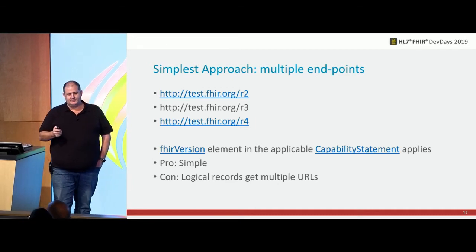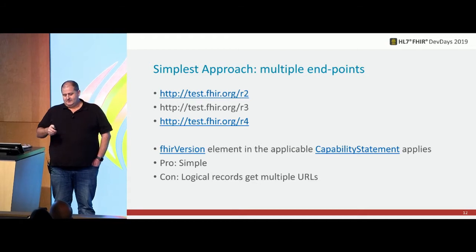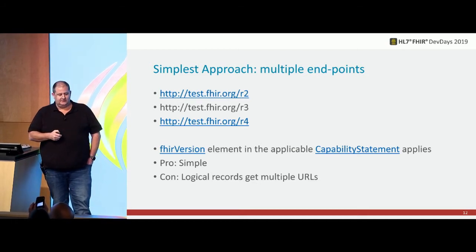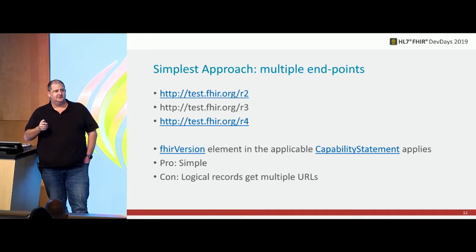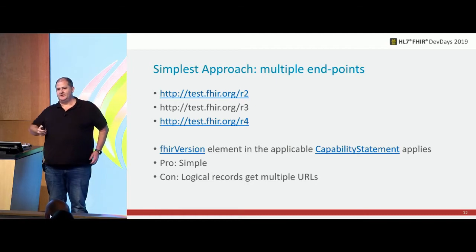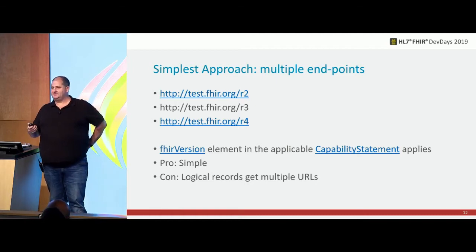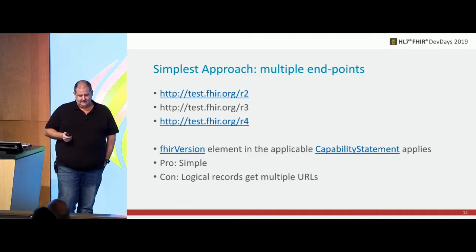Now the simplest approach is to have multiple endpoints. So the test server, test.fire.org, has an R2, an R3, and an R4 endpoint. So each different endpoint expresses a different FHIR version. And then you can tell which FHIR version they are because you get the capability statement or the conformance statement for release 2, and then you look at the FHIR version and you know what FHIR version's in use.